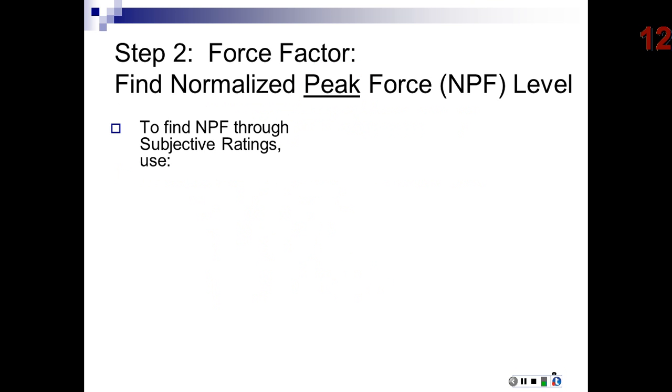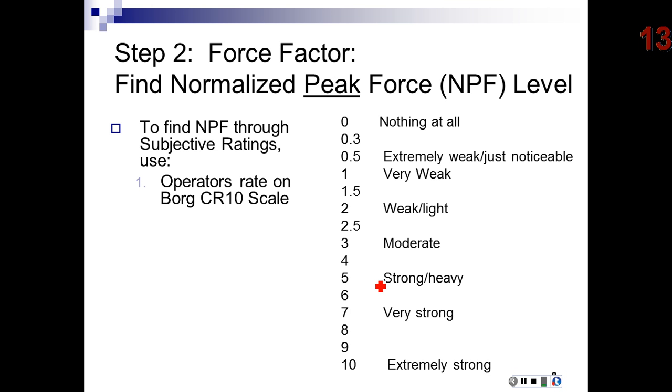For step 2, you're looking at a force factor, and so you're trying to find the normalized peak force, or NPF, of, again, a typical high exertion. To find that, you have several possibilities, and out of these possibilities, you can rate it using the scale you feel most comfortable with. One is you can have the operators themselves, so the employees, you show them the Borg CR10 scale, and they pick out, I think I'm working at a 2.